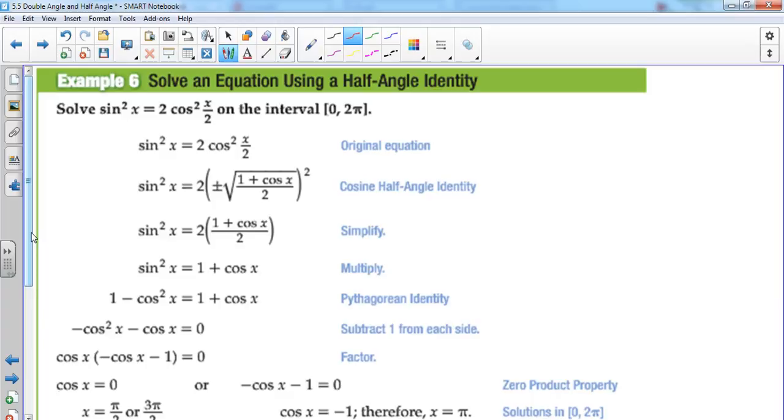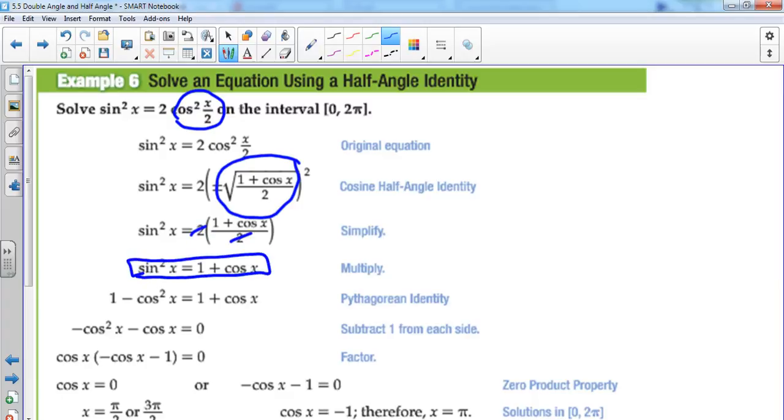Sine squared equals 2 cosine squared of x over 2. All right, I'm just going to take you through this real fast. They traded this for its identity, and then they squared it, which just got rid of the square roots, right? And then there was a 2 out front, so that canceled. And they wound up with sine squared equals 1 plus cosine.